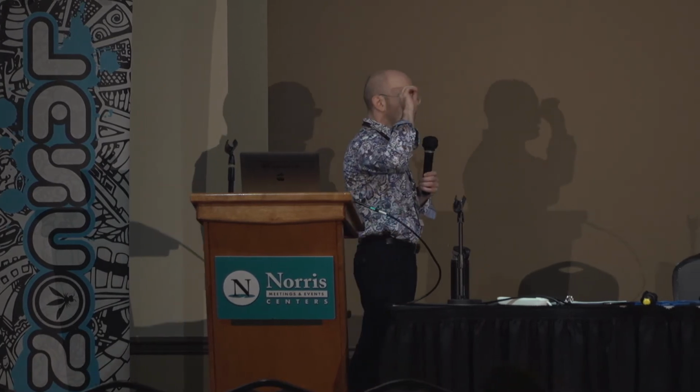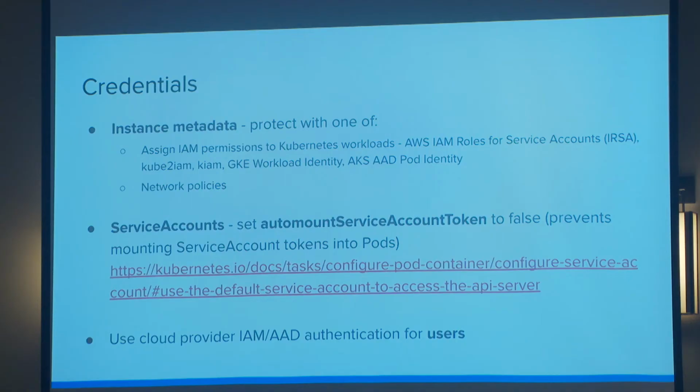Amazon calls it IAM roles for service accounts. Google calls it GKE workload identity, and Microsoft calls it AKS Azure AD pod identity. But you basically can say, okay, here's my role. I assign this role to this specific workload, not to the whole cluster or to the node that's part of the cluster. If you use that, I highly recommend doing that. For workloads that don't need access to the cloud resources, you can just block access to the instance metadata altogether using network policies.